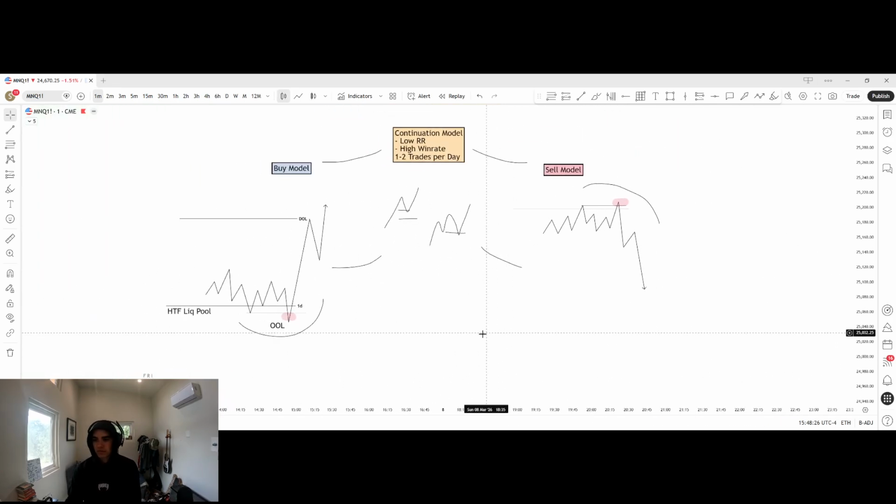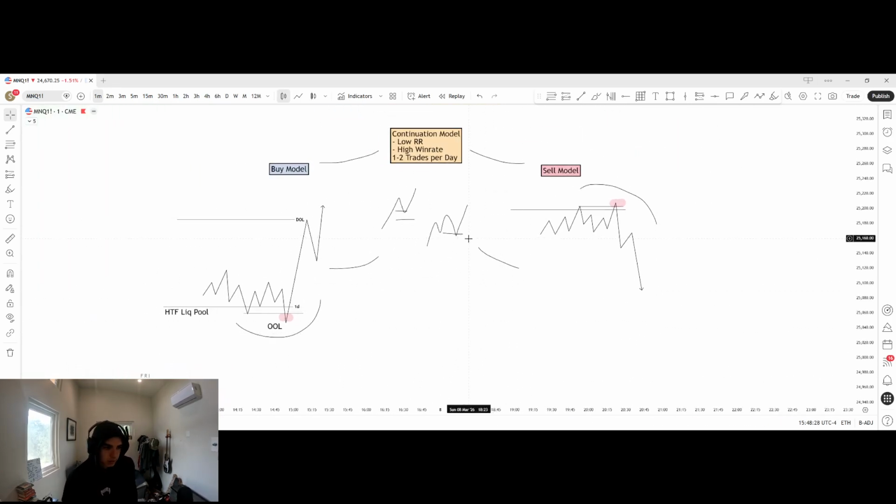So the model is pretty simple. I want to define it and get backtested data on it. And I'll obviously tell y'all what I get from that. But yeah, it's pretty simple.